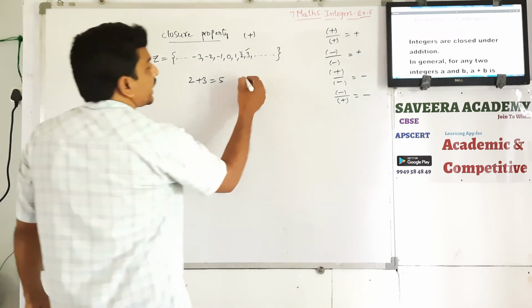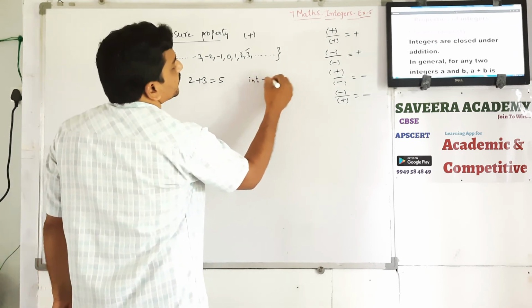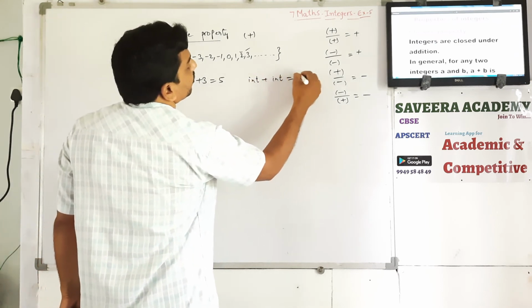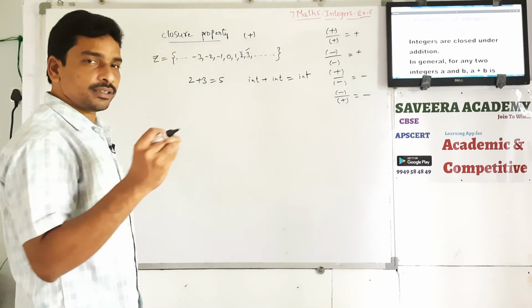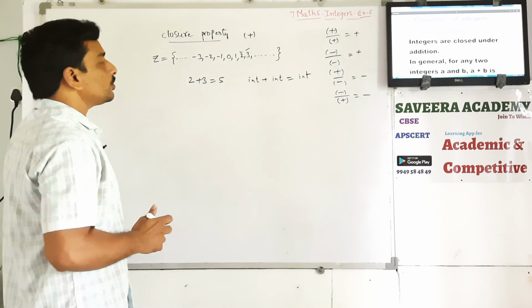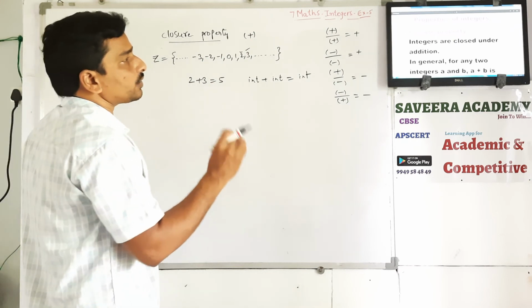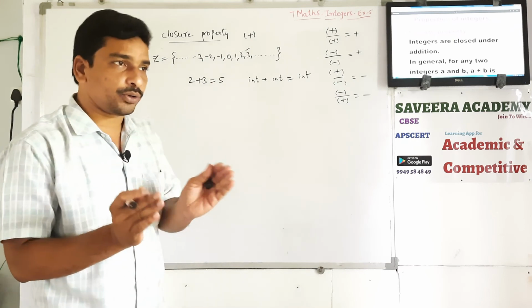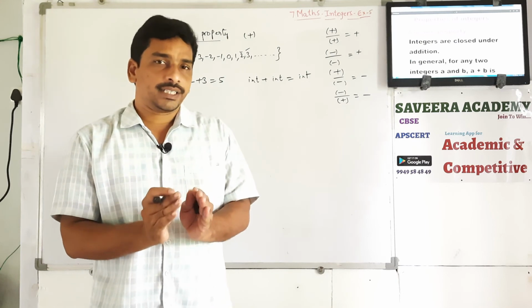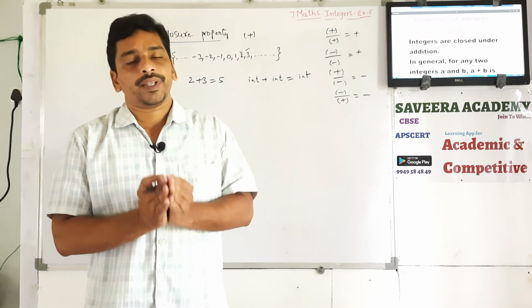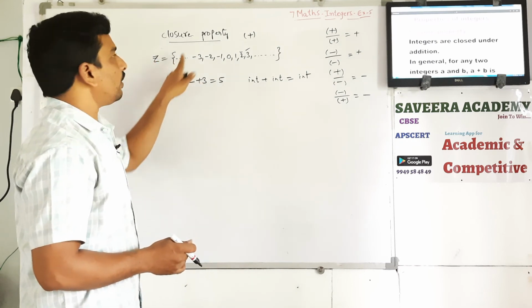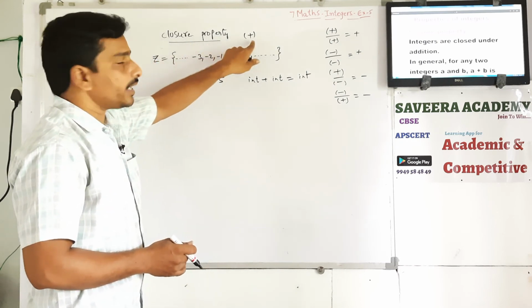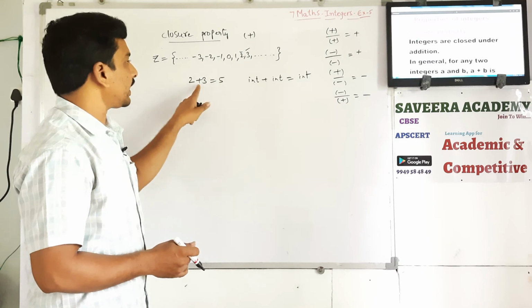That means integer plus integer is equal to, again you get an integer. Yes or no? So this type of property is called a closure property. Whenever you add 2 integers, if you again get an integer, then we say that the set of integers follows closure property under addition. Addition operation we have taken here.